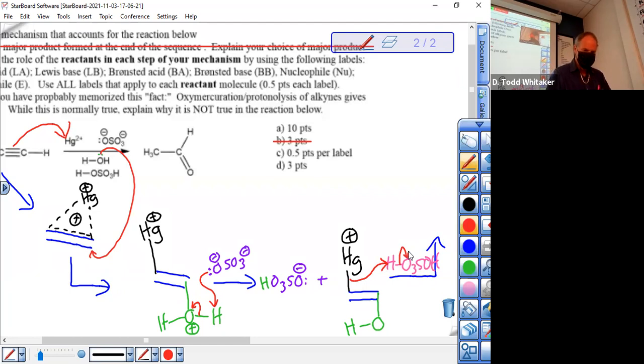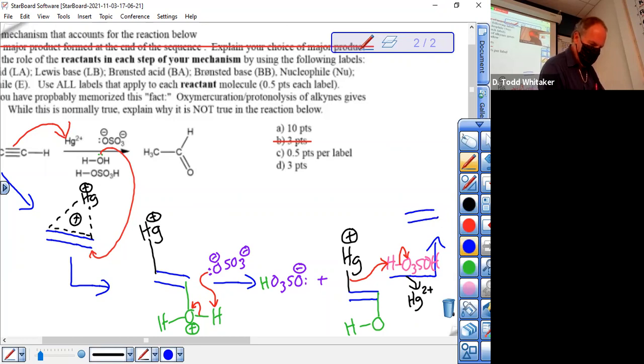If I want a stick figure, attack the H. The electrons in this bond are kept by the more electronegative carbon and used to make a bond to H, and the mercury goes back to being mercury 2+. I don't need to see this side product, but I'm reminding you, mercury 2+ is actually a catalyst. And carbon got the H.